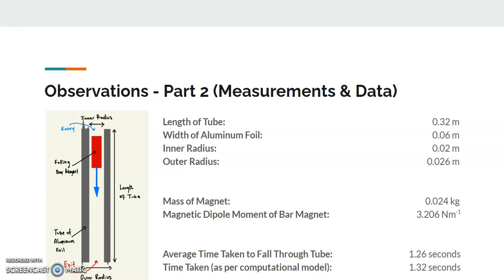After 5 trials, I averaged the time taken for the bar magnet to fall through the tube and found a result of 1.26 seconds. In the next slides, we'll see how the computational model was created in order to produce a result of 1.32 seconds.